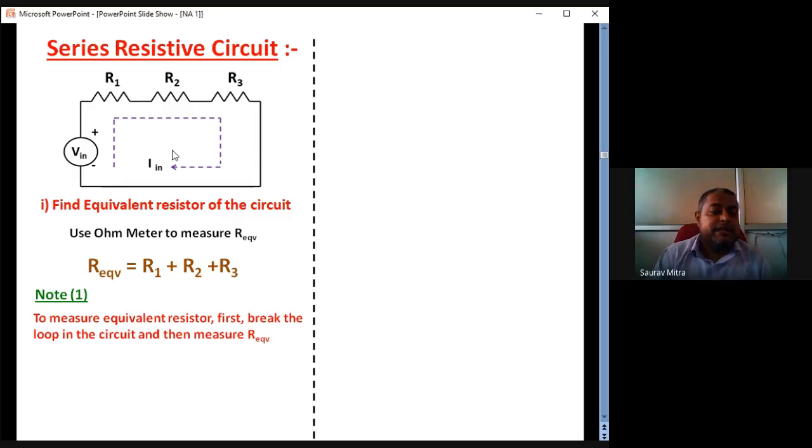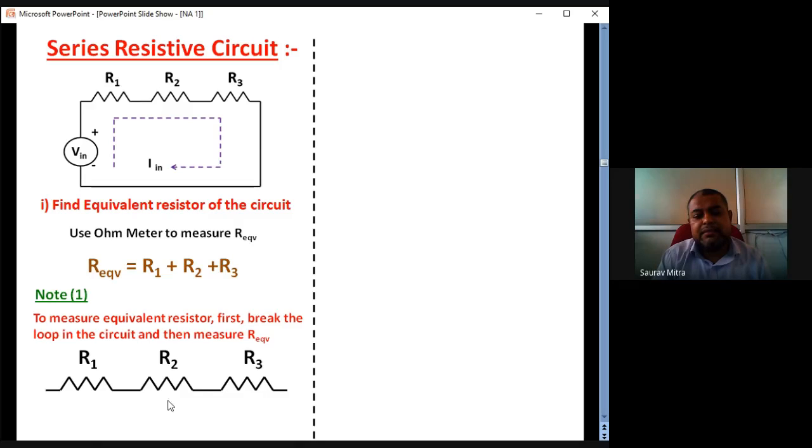But there is a very important concept: to measure the equivalent resistance, first break the loop in the circuit and then measure the R equivalent. What is meant by breaking the loop? This is a connection, and this connection you have to remove. If you try to measure resistance with the whole circuit connected, it will give you a wrong reading. Whenever you are trying to measure resistance, you have to break the loop. Break the loop means just remove the V in, or break this connection here, or break this connection, or just keep the resistances in series. So this loop is also broken. I think this is the best diagram to understand what is meant by breaking a loop.